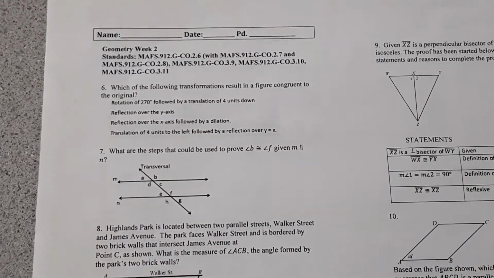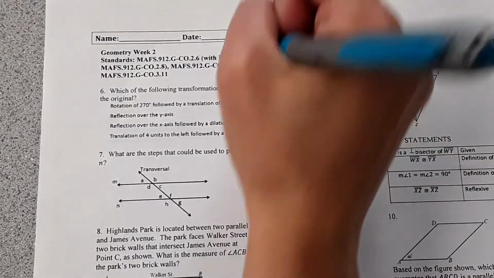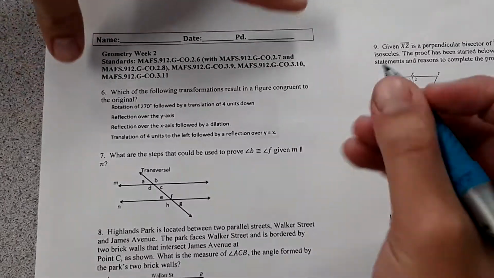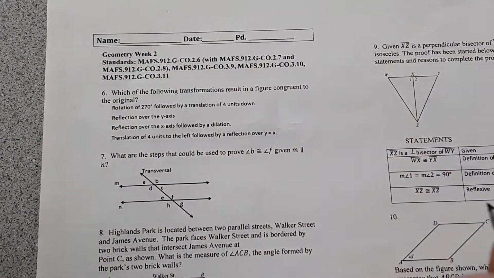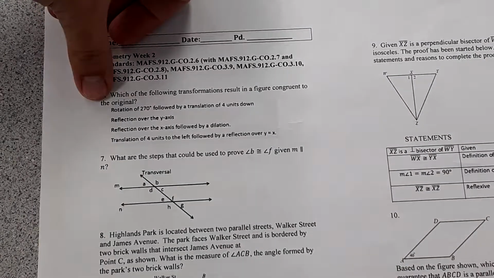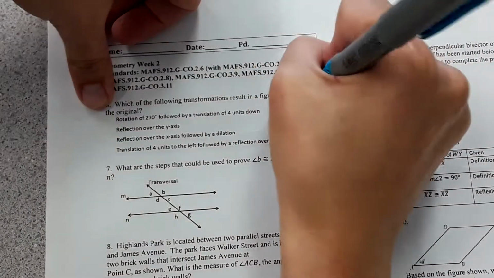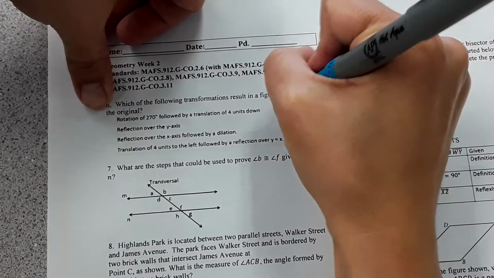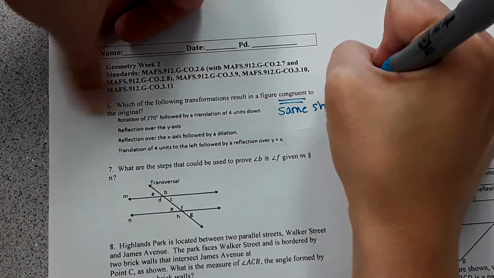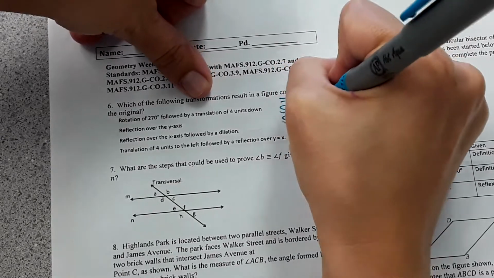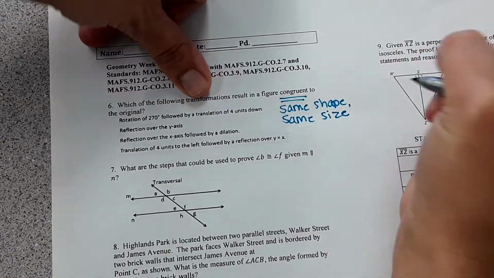Okay, so before we get started, I'm going to give you a couple hints to help you with the problems as you go through them. Number 6 says, which of the following transformations results in a figure congruent to the original? Congruent is a key word here. Congruent means same shape. So write this down on your paper, same size. Because remember, this is also a study tool as well.